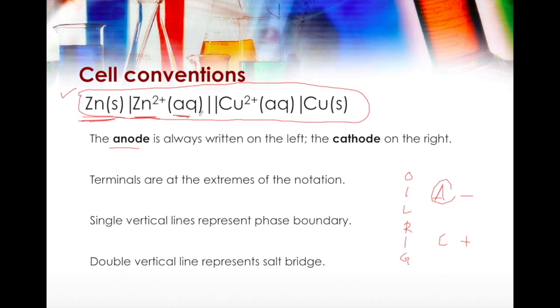This is the electrolyte, and the two cells are separated by this double line, which represents the salt bridge that transfers the ions between the two cells to maintain neutrality, followed by the electrolyte of the cathode, followed by the electrode of the cathode. So this is a must. Terminals are placed at the extremes. Terminals will be your electrodes. Single vertical lines represent the phase boundary, which is usually solid and aqueous, with the exception of the standard hydrogen electrode. Okay, all right, so this is our convention.